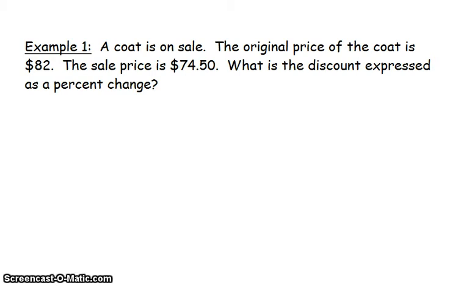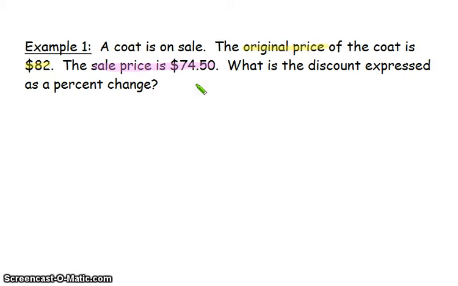The original price of the coat is $82. So I'm going to highlight that in yellow because that's the original price. Then it goes on to tell me that the sale price is $74.50. Well, what I should be able to see here, and hopefully, when you're shopping, you do this, you're on your own. It was $82 and now it's on sale for $74.50. So I'm not having to pay quite as much for it, which is good. So ask yourself, is this an increase or a decrease? Well, this is a decrease. We were at 82, we've gone down to $74.50.